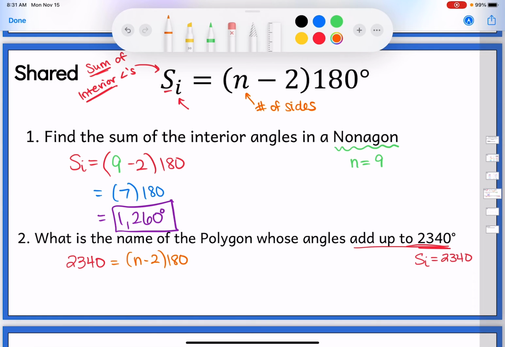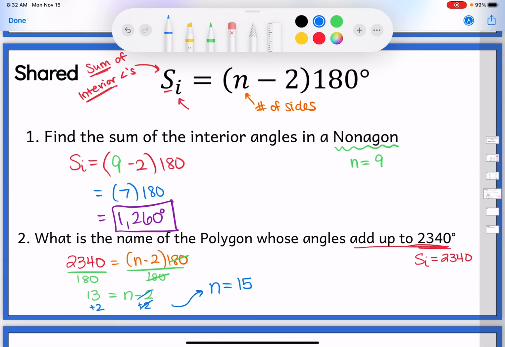Notice the n is still there. I don't know what the number of sides is yet. So I'm going to solve this for n. So what I would do first is I would divide both sides by 180. Now you could distribute the 180, but that would make even bigger numbers, right? So I'm just going to divide both sides by 180 to get rid of it. 2340 divided by 180, definitely have to use the calculator for that. I get 13 equals n minus 2. Now I got to move that 2, so I'm going to add 2 to both sides. So I get n equals 15.